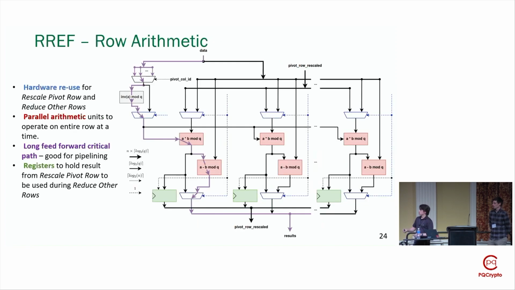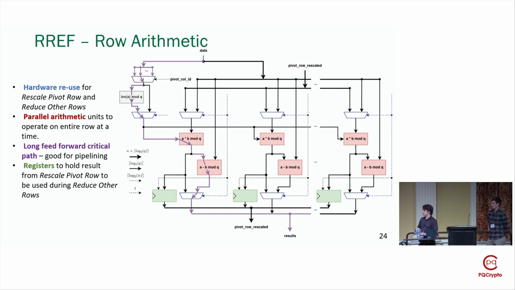So for the arithmetic, we have access to an entire row from the memory, so we want to be able to perform the multiplication between 1 scalar element and the entire row. So we have n parallel multipliers here. And then we also have n parallel subtractors, so we can do the element-wise subtraction. But we can also take advantage of the fact that the reduce scale row occurs before the reduce other row step, so we can reuse the hardware here because we have to do the reduce scale row first. And then we can also observe that this critical path is long, but it basically waterfalls down.